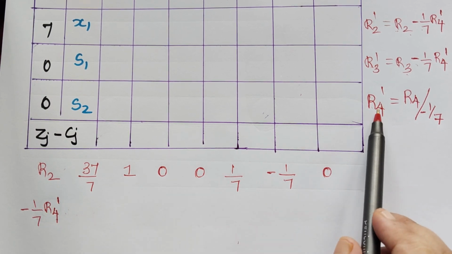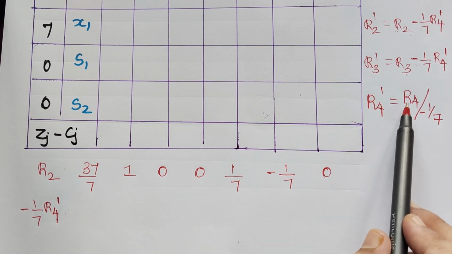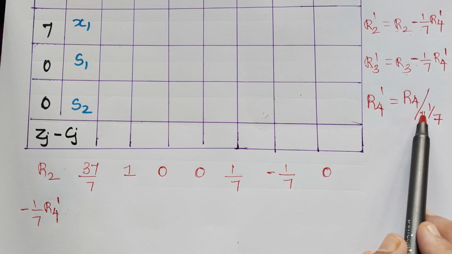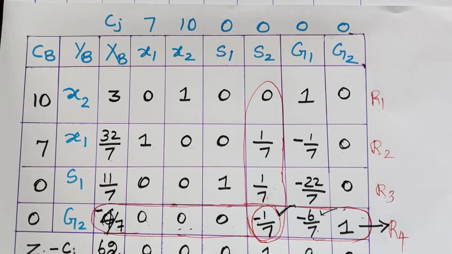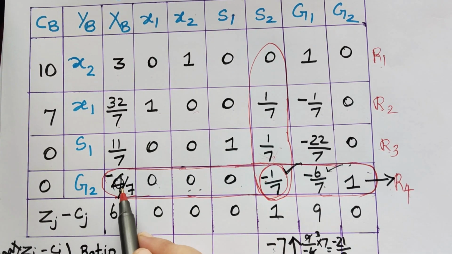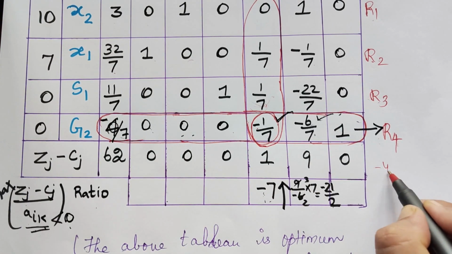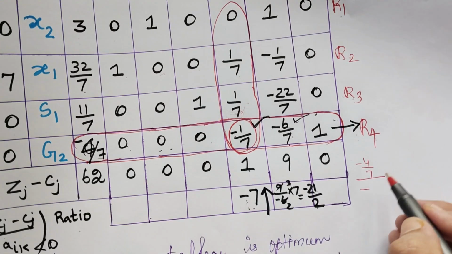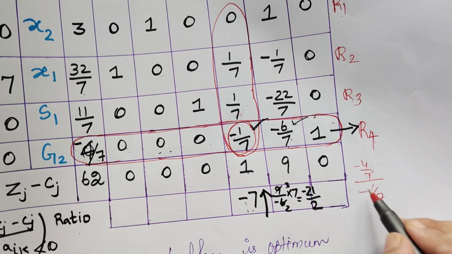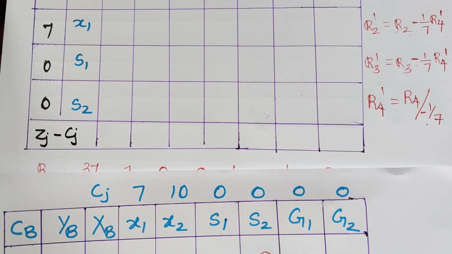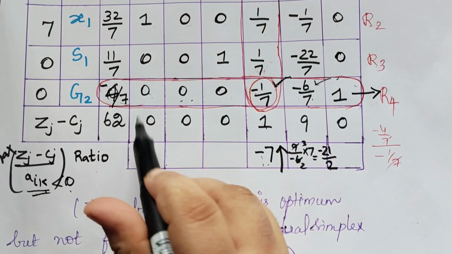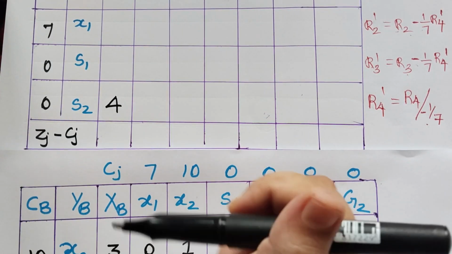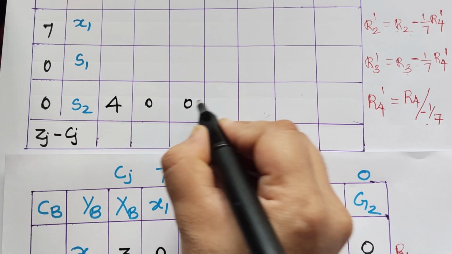This is equal to what? R4 dash is R4 divided by minus 1 by 7. So just take R4. R4 is over here. First value is minus 4 by 7. So minus 4 by 7 divided by, we know that it is divided by minus 1 by 7. So minus minus gets cancelled, and so it will be 4. So let me write here. So it is 4. The next value is 0, 0, 0. So it will come as it is.